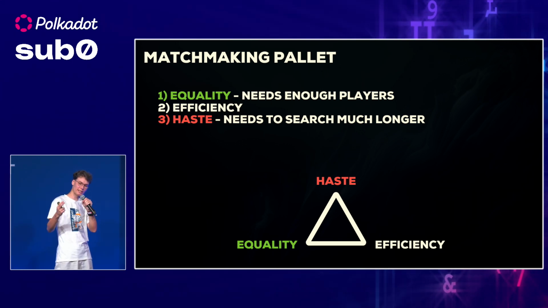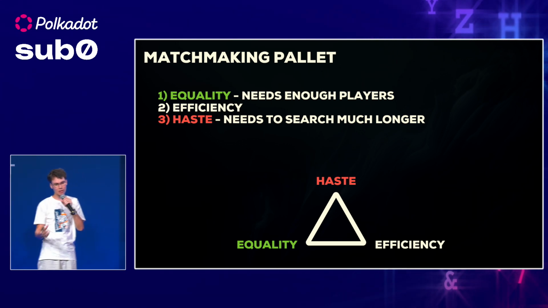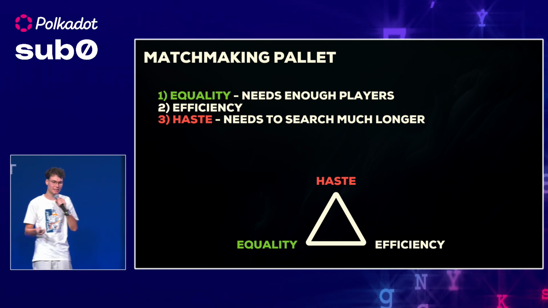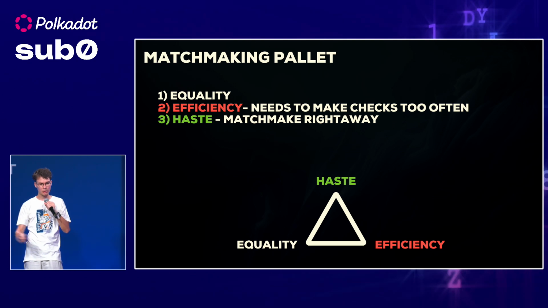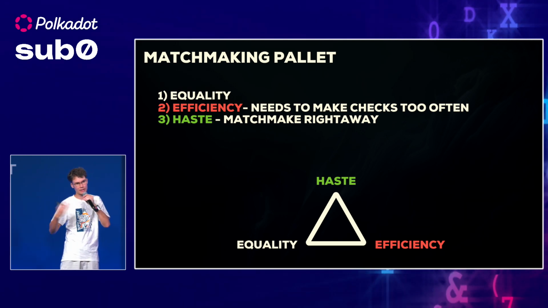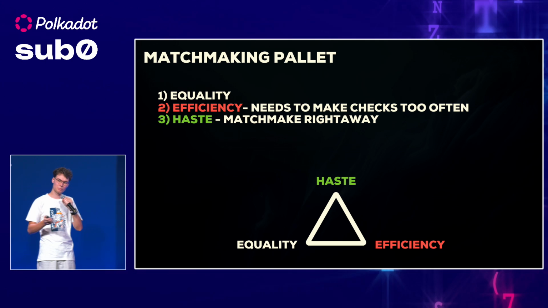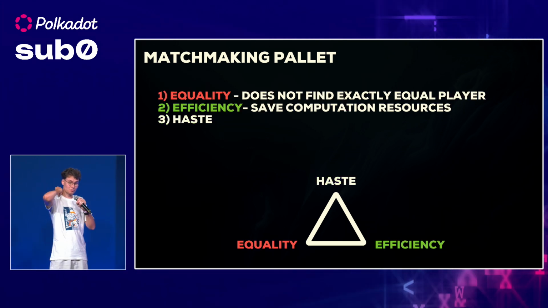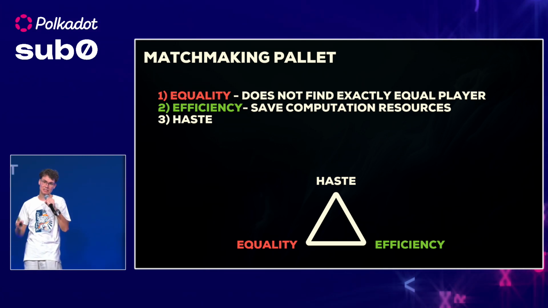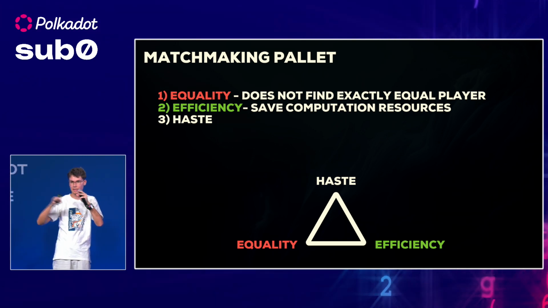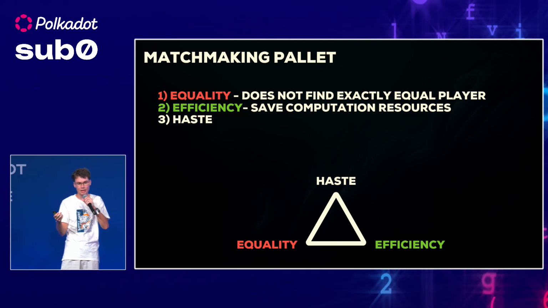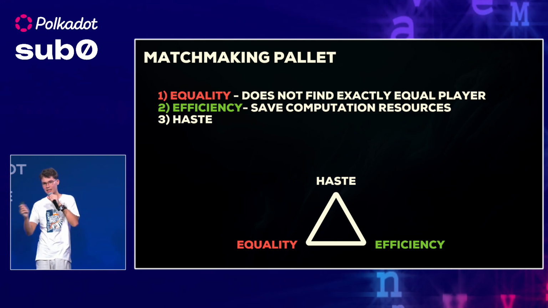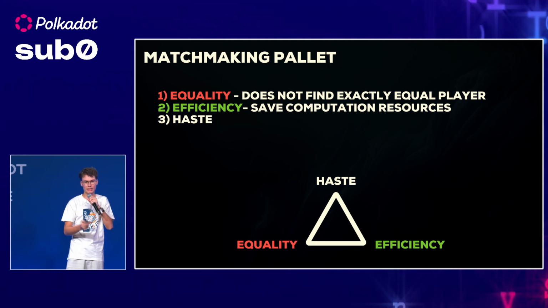So if you want to, for example, improve the equality a lot, then you would have to wait a long time for the exactly strong player you need. That's not good. If you want to make it quicker, then you would need to, for example, check every second to find a match at exactly 1 second. And if you want to save some computations, then maybe you will not check all of the players and you will not compare all of them together, which would save computation, but then you wouldn't be able to find exactly the strength of that opponent that you need.